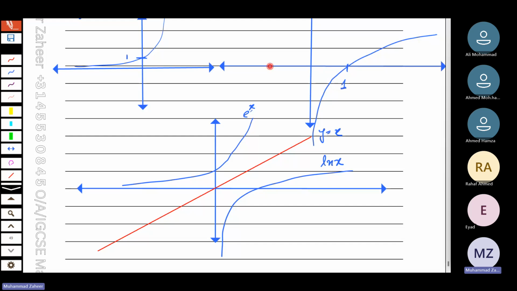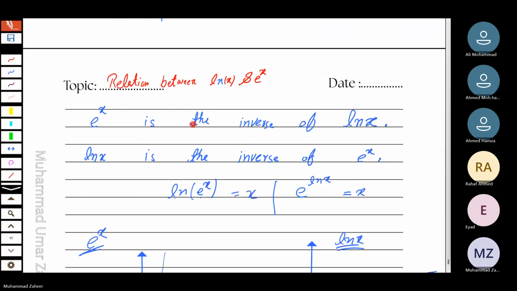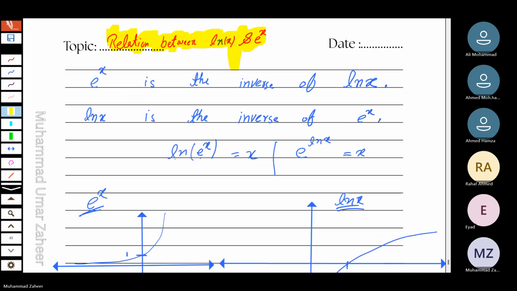Anyone have a question till here? Yes, Ali Muhammad, Ahmad Hamza, no, mister. Okay. Ahmad Muhammad, Rahaf Ahmad, Fiyad. No clear question? Yeah, mister. All right.